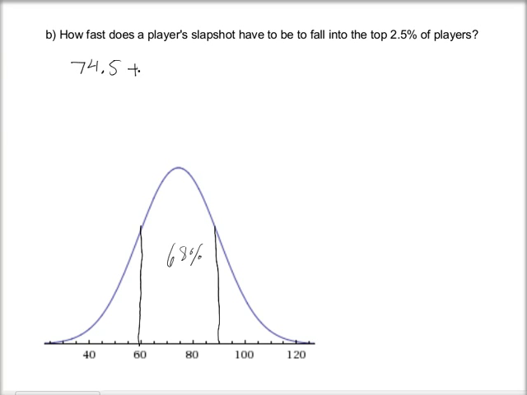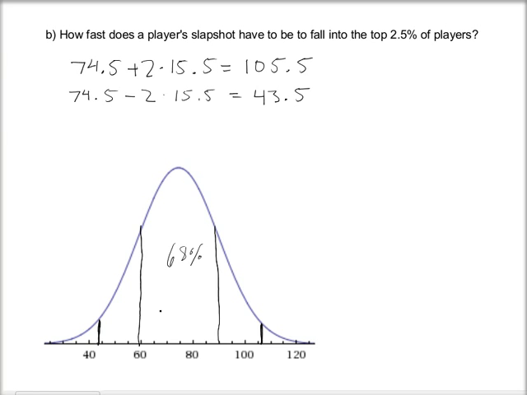So that would be 74.5 plus 2 times 15.5, which is going to be 105.5 on this side, so about right here on this side, and then on the other side it will be 74.5 minus 2 times 15.5, which is 43.5. So on this side I'd be out to about here.